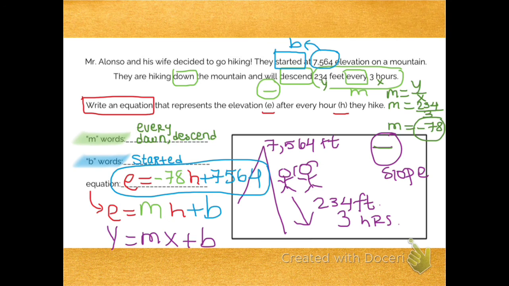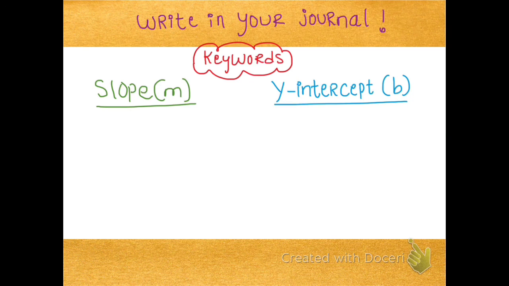All right, guys, so make sure on the recharge and type activity after this, you draw a picture first to visualize what the situation looks like, and then go ahead and find your M and B words, and then write the equation, okay? All right, let's go to the back of your paper, or write this in your journal. I want you guys to have these keywords for M and B, slope and y-intercept, handy so you can refer back to it whenever you need to, okay? So have this set up and then we are going to fill it in.